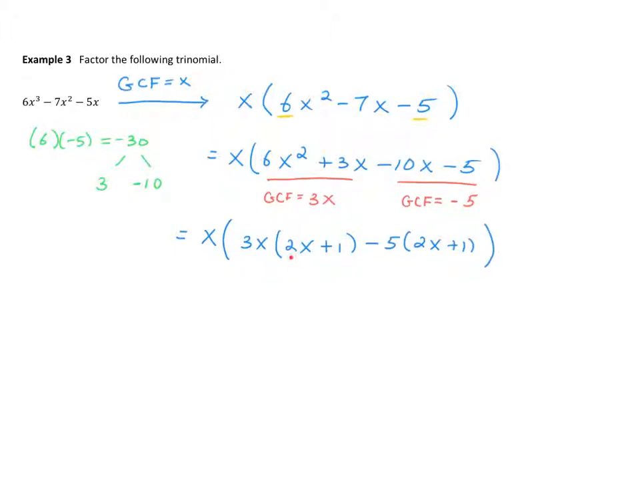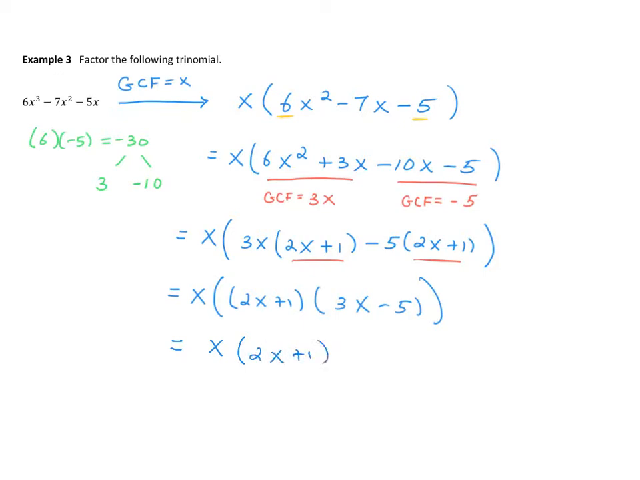Within the parentheses, I now have a 2x plus 1 and another 2x plus 1. This and this are identical. I can remove it from both terms. So I have x, parentheses, I take out the 2x plus 1, and then what is left over is 3x minus 5. I have this set of parentheses, which is a little bit redundant at this point, so I'm going to get rid of those and write my answer as x times 2x plus 1 times 3x minus 5. And that is it.